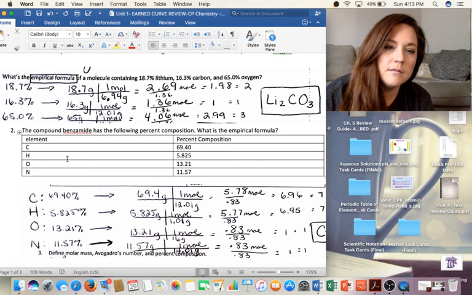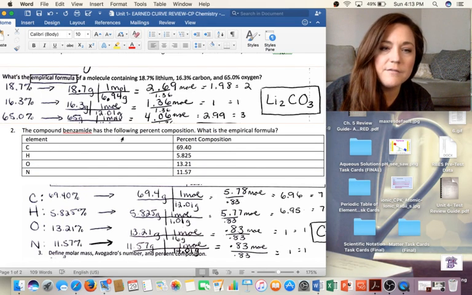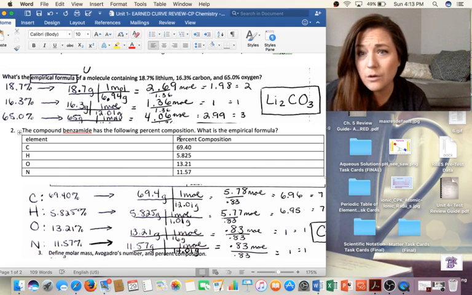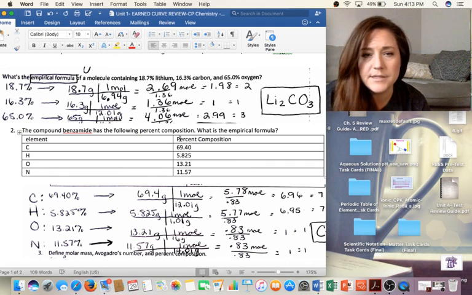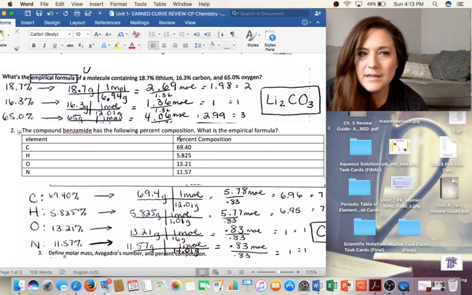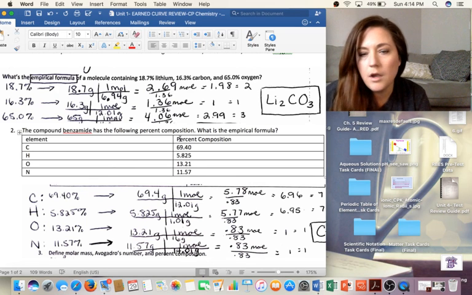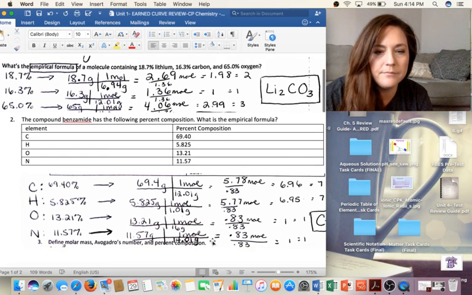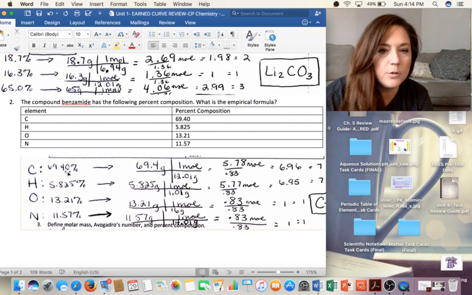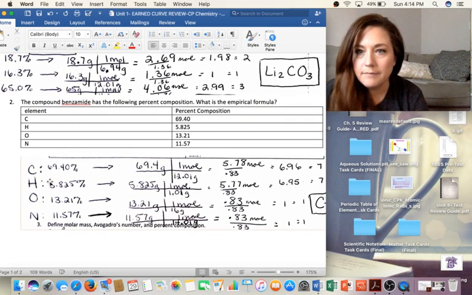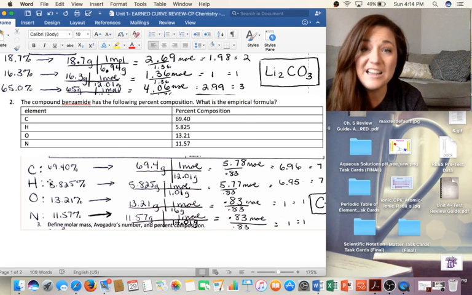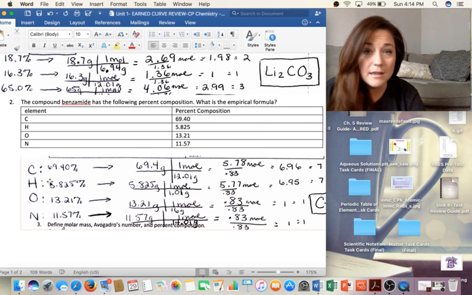The compound benzamine has the following percent composition. So it told you it's going to be a percent composition. And it asks, again, what is the empirical formula? Believe it or not, number 1 and number 2 are the exact same processes. All right, so before we see the answers, again, step 1, you literally take the percent for those elements that are given and just make it into a gram. Take that little cute percent sign and make it a G.